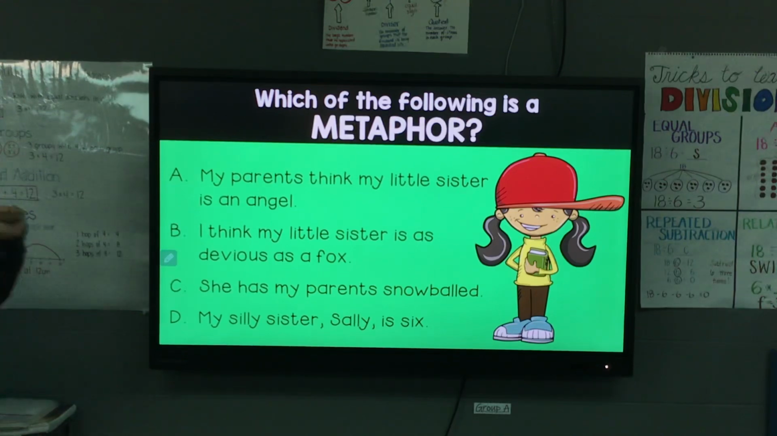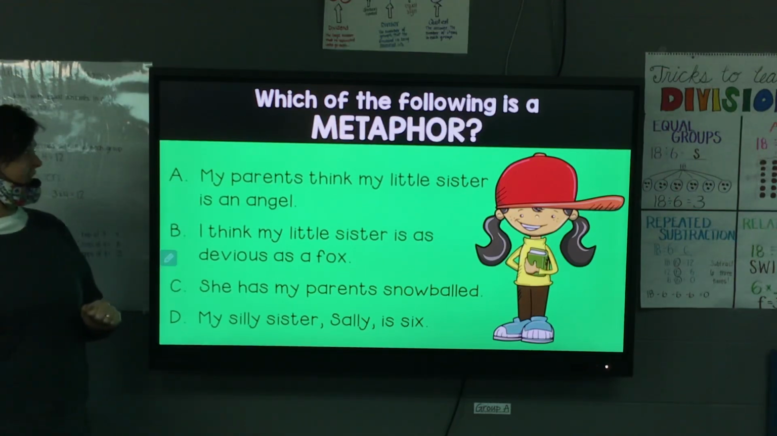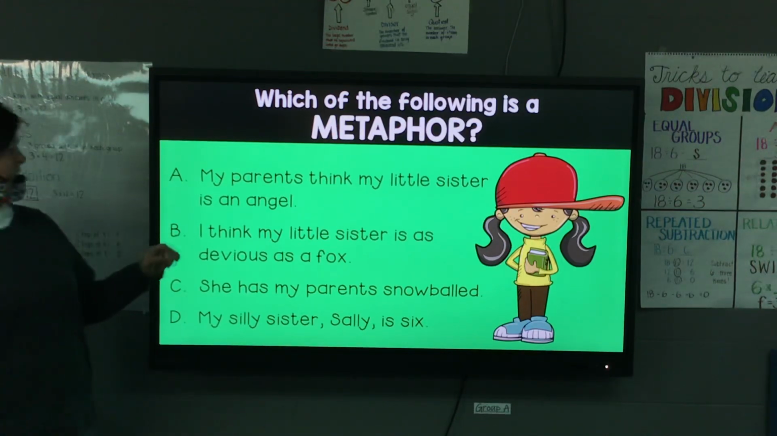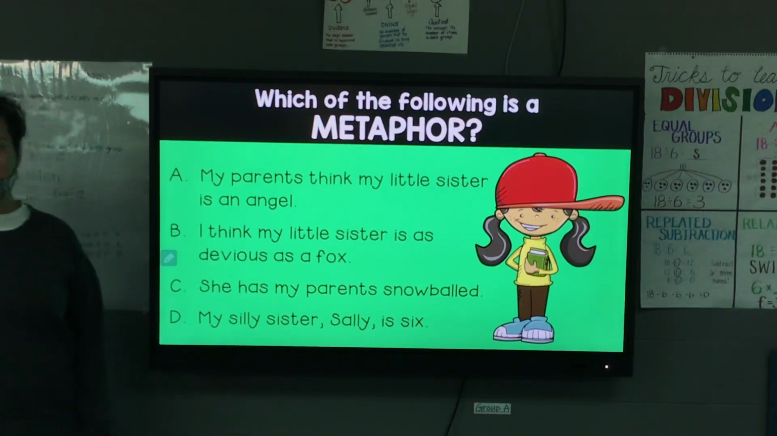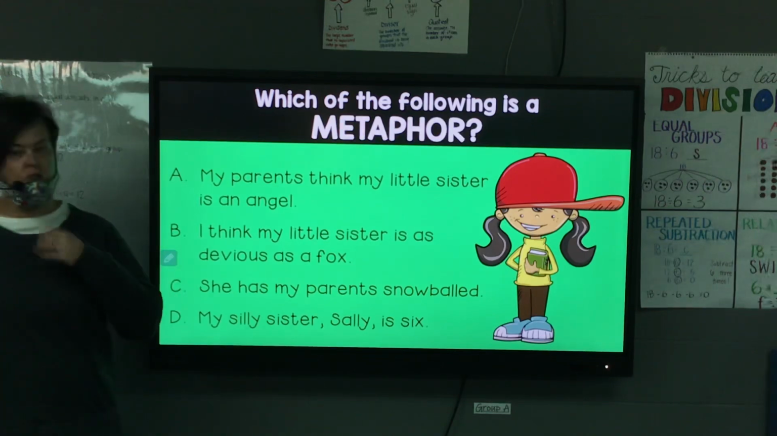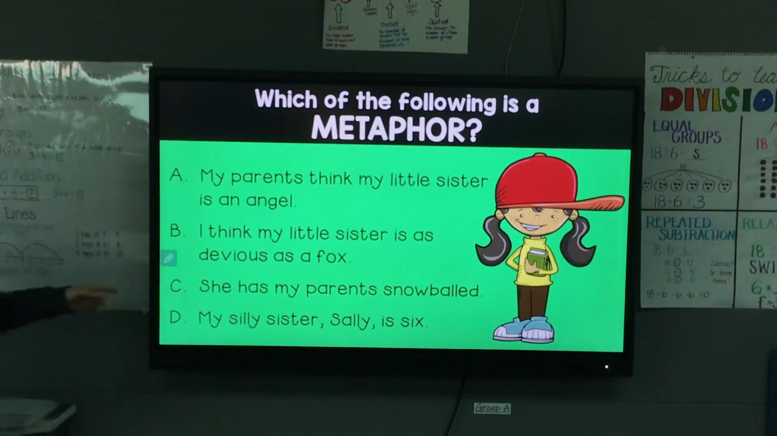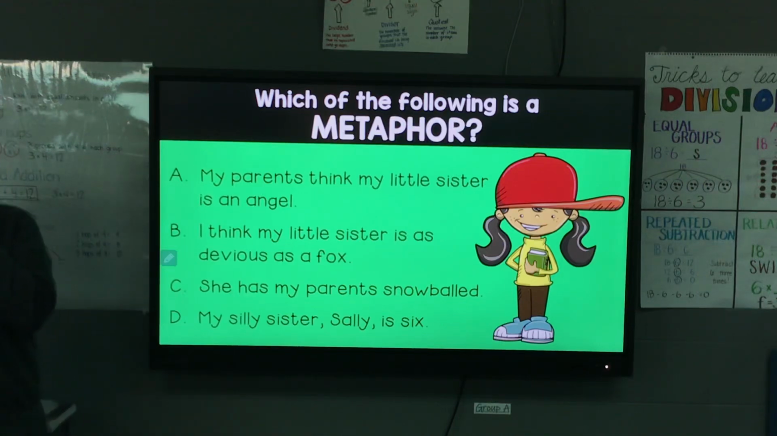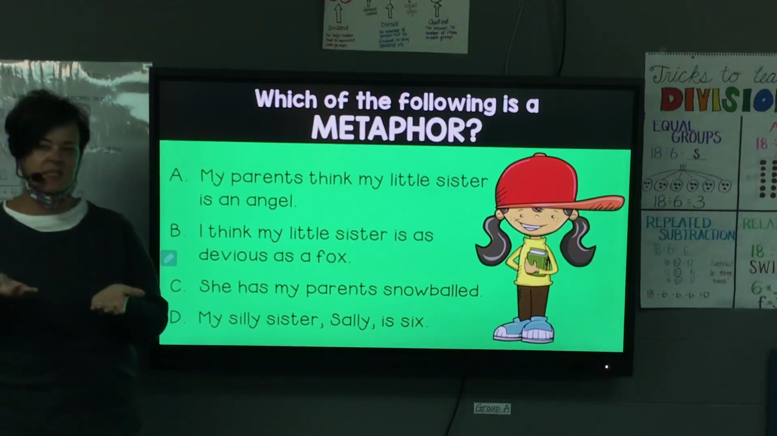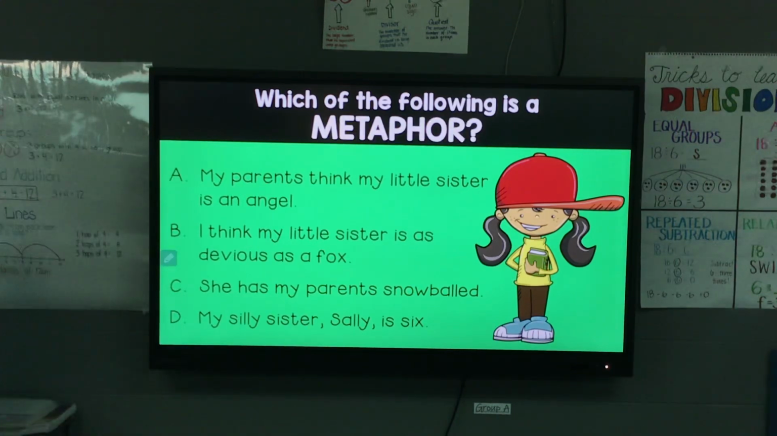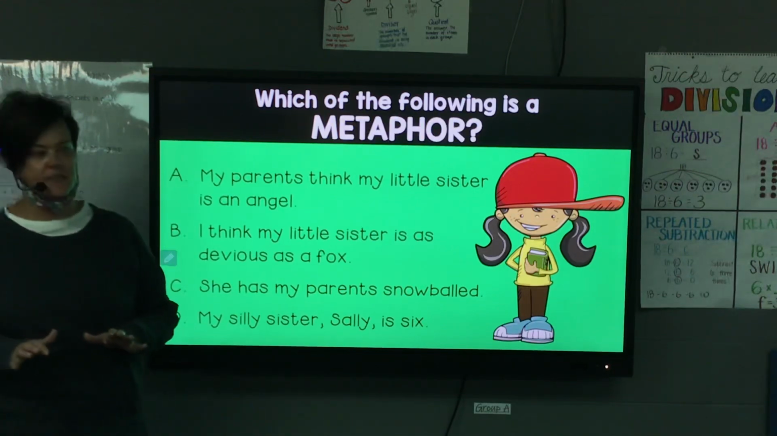A, my parents think my little sister is an angel. B, I think my little sister is as devious as a fox. C, she has my parents snowballed. D, my silly sister Sally is 6. Do you think you know which one is the metaphor that's comparing two things, but it doesn't use like or as? Metaphors are a little trickier to find.